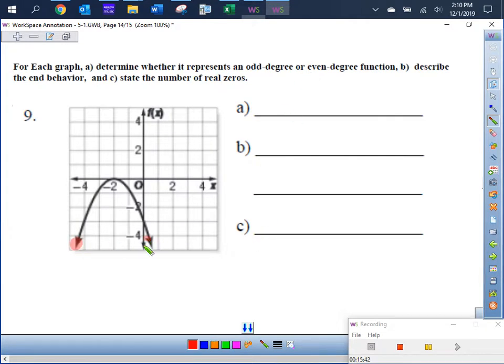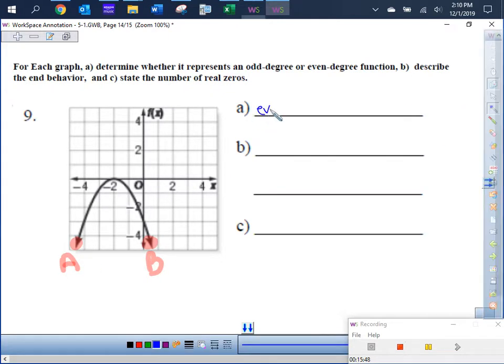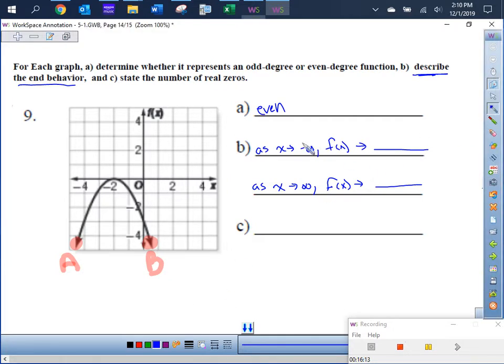Is this even or odd? Well, both ends, call this end A and this end B, go in the same direction, so that is even. End behavior: as x approaches negative infinity, f of x approaches blank. Same thing: as x approaches infinity, f of x approaches blank. This is the weird part when they're asking you to describe the end behavior. This is what they want you to do, set up these phrases. And let's talk about it. This is your left end. If you do it in the same order every time, this is always the end on the left. This guy's going down to negative infinity.